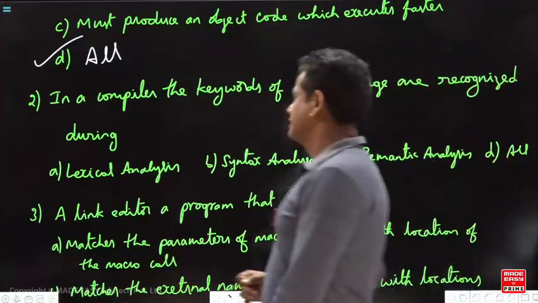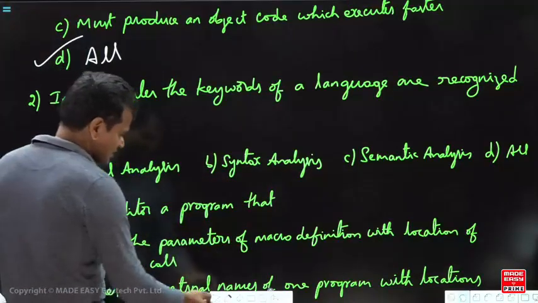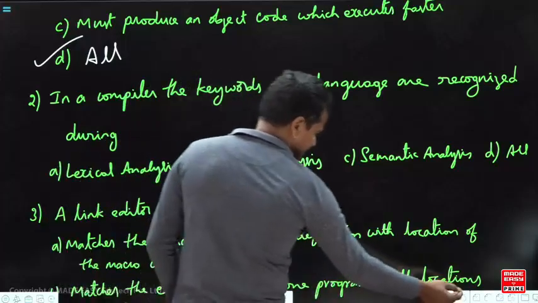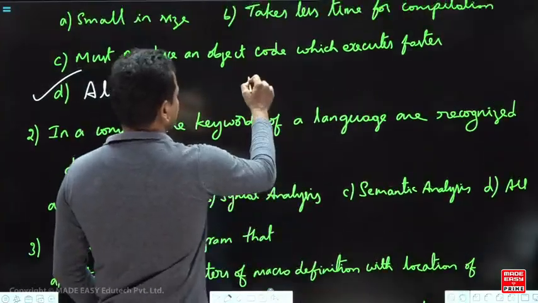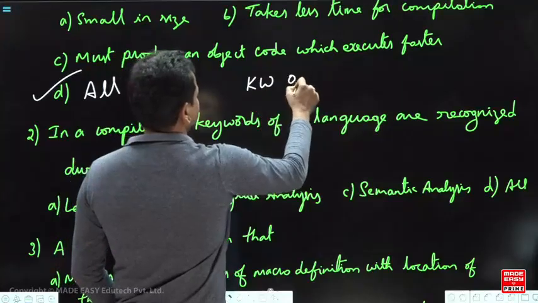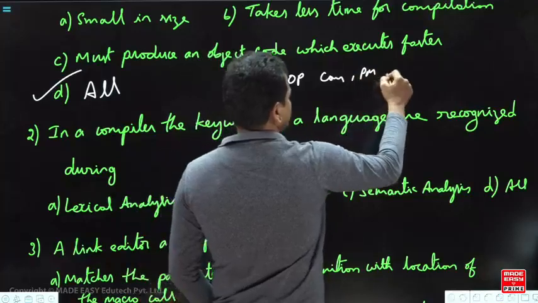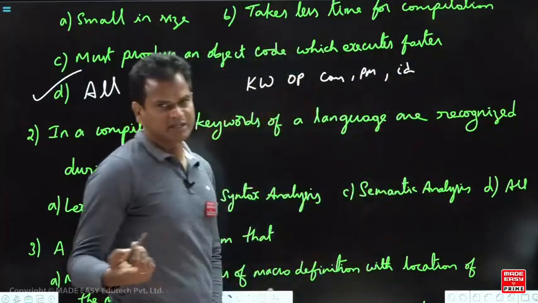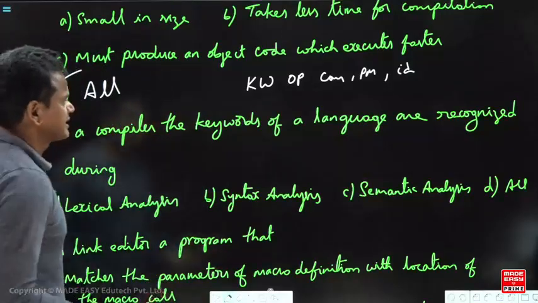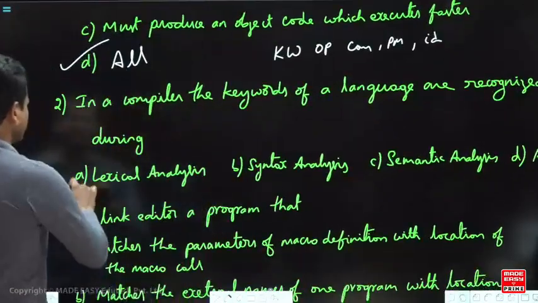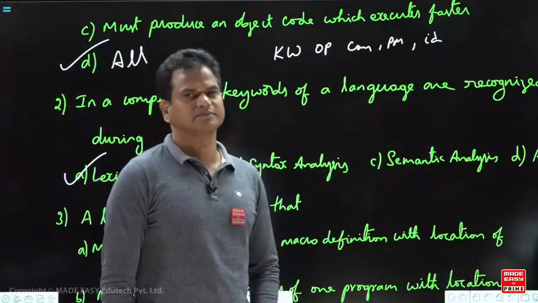Okay. In a compiler, the keywords, I told you, in the lexical analysis, the lexical analysis scans every character of the source code and divides into tokens. The tokens can be keywords or operators, or it can be a constant, or a special symbol, punctuation mark, or an identifier. So whether it is a keyword or an operator or anything, that will be recognized during the lexical analysis phase. Okay.